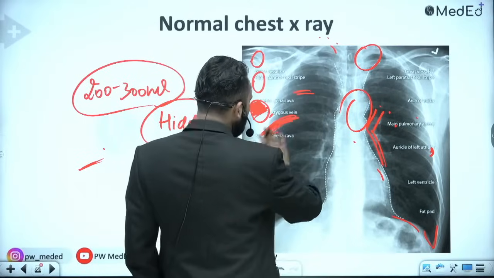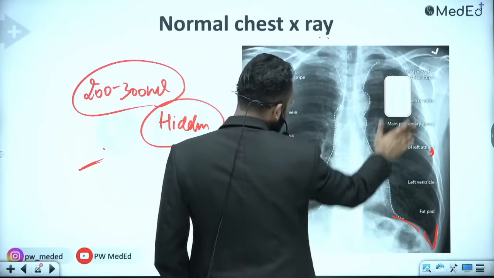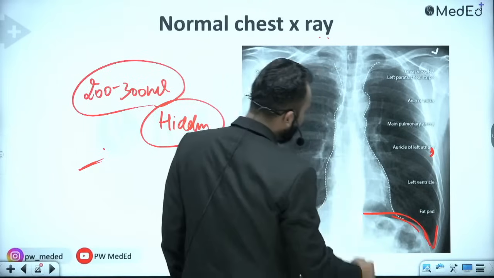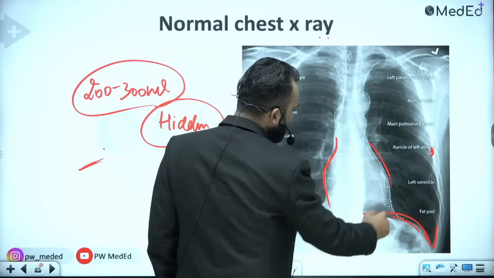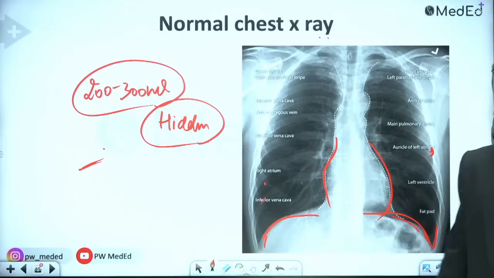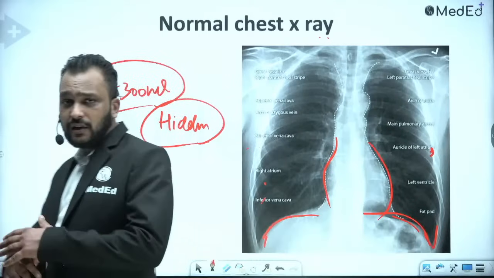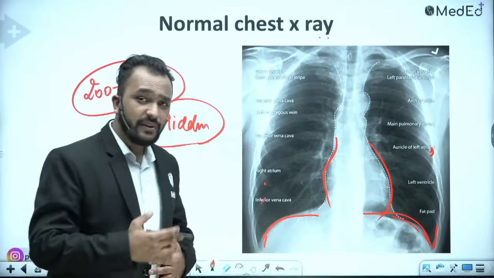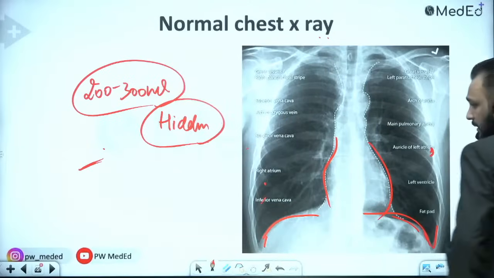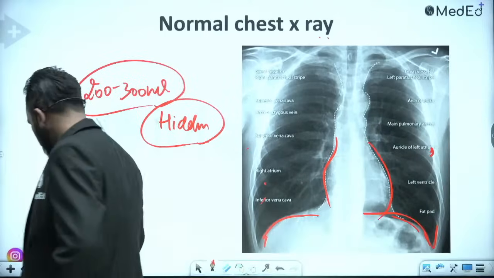And also guys, you should see that if you look at the margins of the diaphragm, they are very sharp. Margins of the diaphragm, margins of the heart, they are very sharp. So if anywhere you are seeing that the margins are not very well visualized, then you are going to suspect that there is some pathology in that place, and that is the basis of Silhouette sign that we will study as we move ahead.